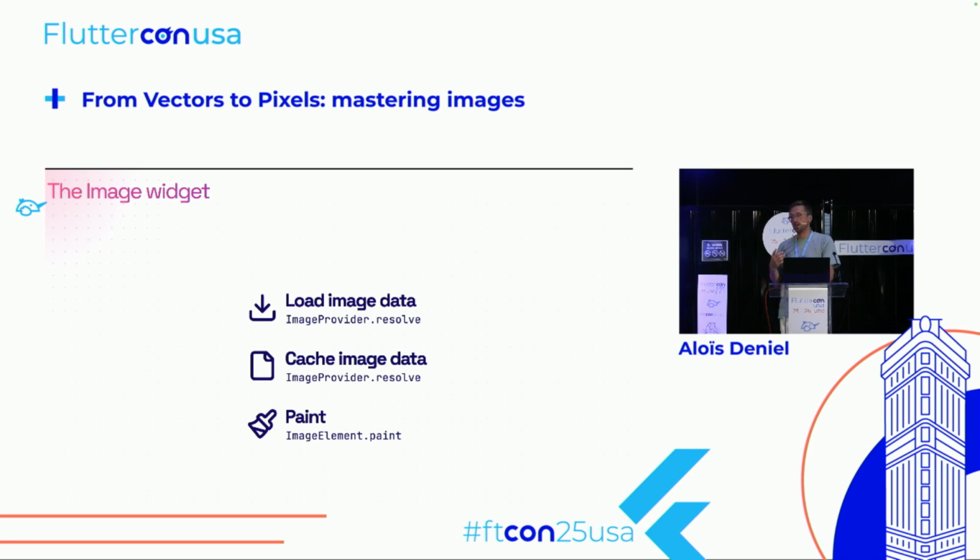So if you use a provider to load an image, and then a second time you reload it, it will be loaded from the cache and not from the original source again. So that's interesting to have all of that included in the framework by default. And finally, it's the image element which paints the texture onto the canvas by using the reference into the GPU.